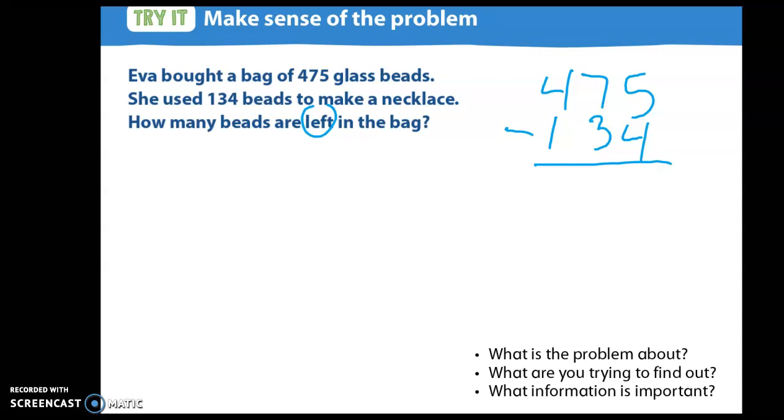So 5 minus 4? 1. And then 7 minus 3? 4. And then 4 minus 1? 3. So how many beads does she have left in her bag? 341. 341, that is correct.